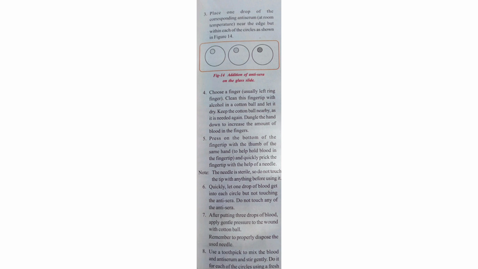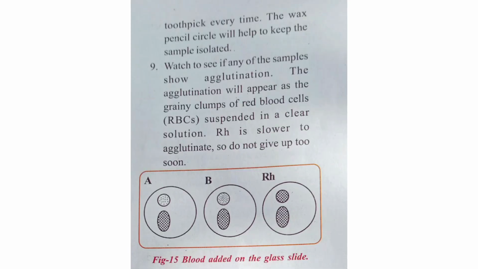Seventh one, after putting 3 drops of blood, apply gentle pressure to the wound with the cotton ball. Remember to properly dispose of the used needle. This is important. Eighth point, use a toothpick to mix the blood and antiserum and stir gently. Do it for each of the circles using a fresh toothpick every time. The wax pencil circle will help to keep the samples isolated.